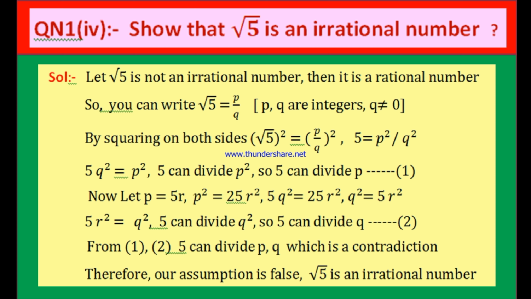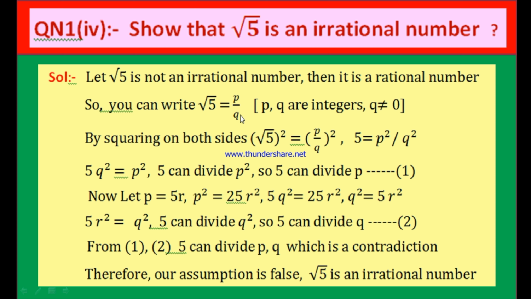You see here again, root 5 is equal to p by q. You wrote root 5 value in the form of p by q because we assumed that root 5 is not an irrational number and it is a rational number. Since root 5 is a rational number, you can write it in the form of p by q. Here p and q are integers and q not equal to 0, and at the same time, if we write any fraction, numerator and denominator should be co-primes.